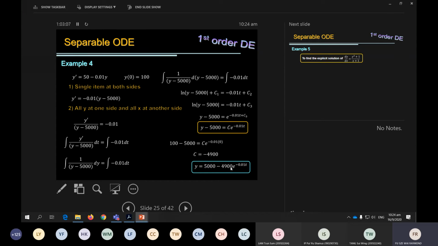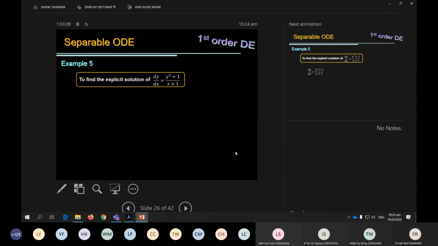Example 5. This is the explicit solution of the equation like this. Now, in this equation, we try to do more or less the same method, single out the variables on both sides. By moving terms, we have all y on one side and all x on the other.